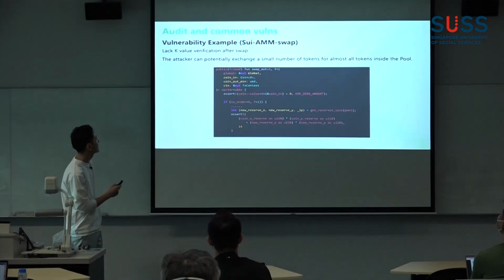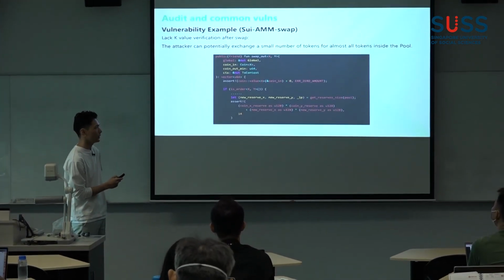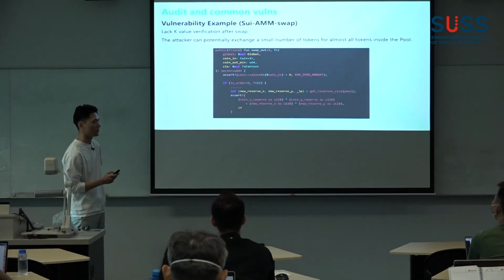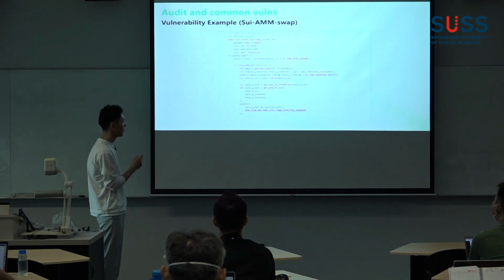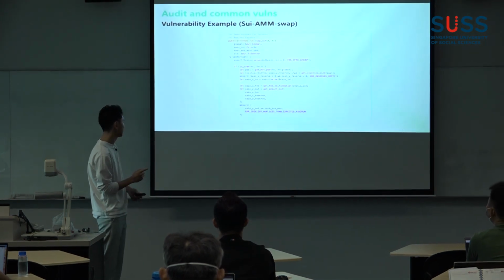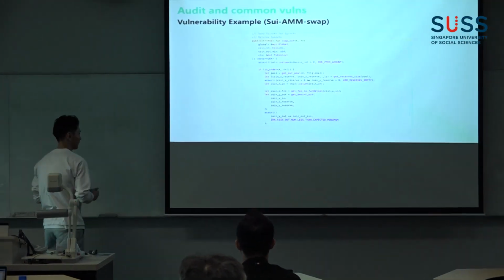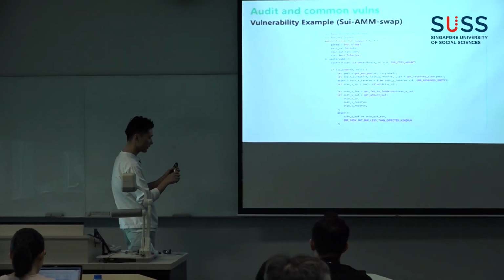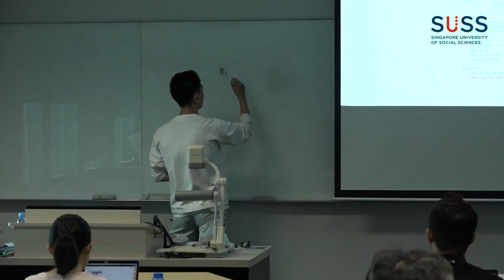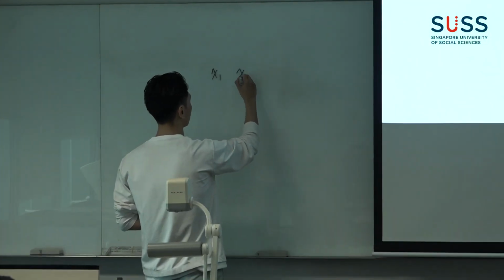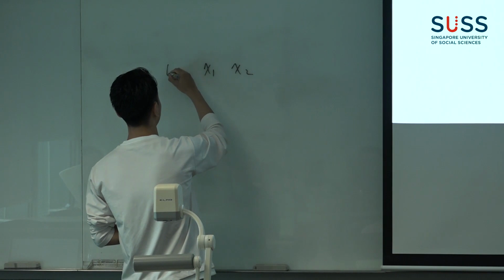So basically, there's a K value in the Uniswap-like router. For the coin balance, for example, the state before the swap is x1, and the state after the swap is x2 for token 1.